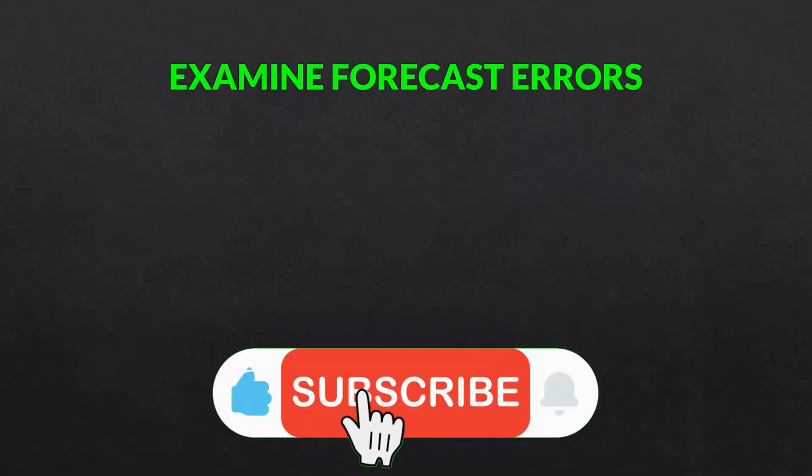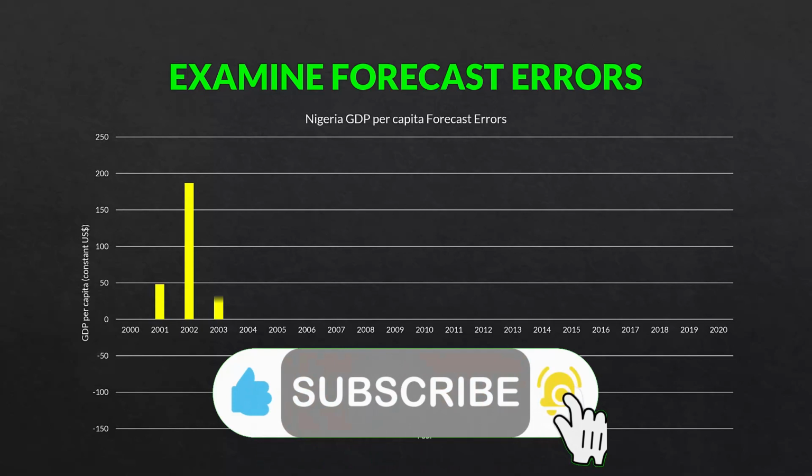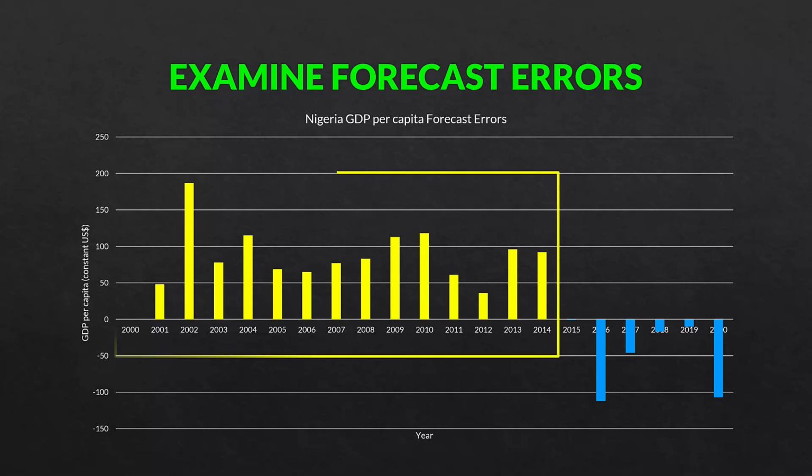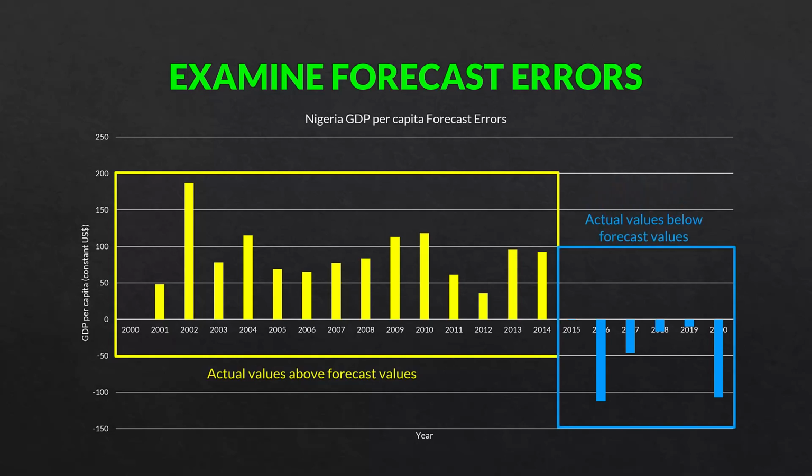Let's start talking about forecast errors in general. So we can see here that for Nigeria GDP per capita, we have a series of positive forecast errors, which is there in the yellow, and then a series of negative forecast errors there in the blue. So what we can say is in this section, the actual values were above the forecast values. And then over on the right, these actual values were below the forecast values. So the sign of the error will tell you whether or not the actual values were above or below the forecast.